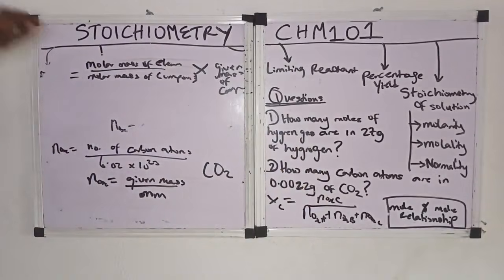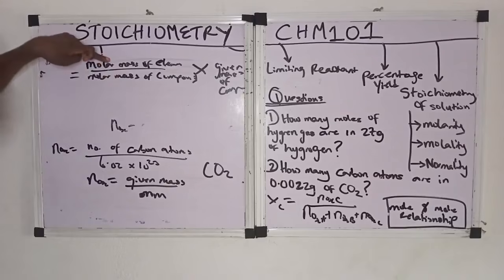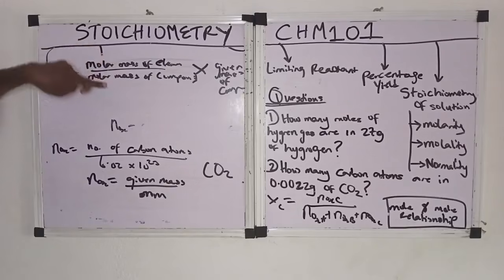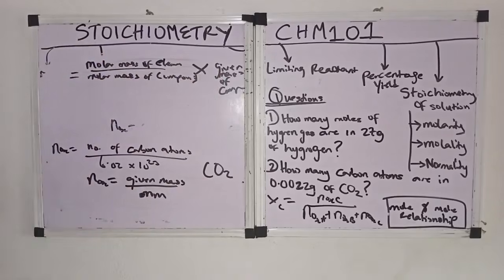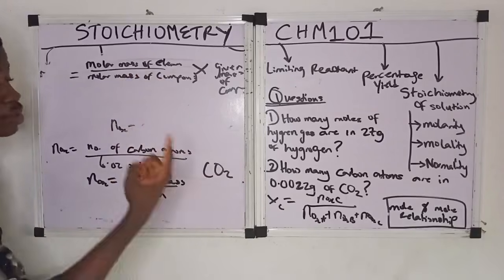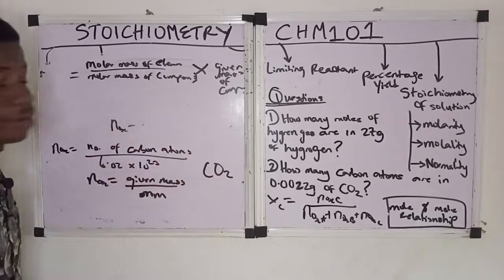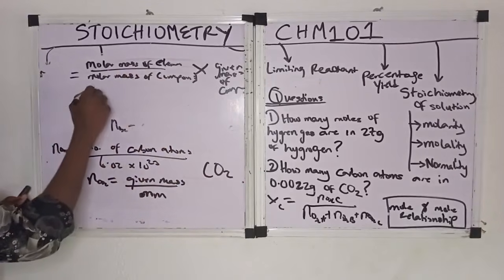So to get the mass of carbon inside carbon dioxide, we divide the molar mass of carbon by the molar mass of the compound, then multiply by the given mass of the compound. What is the molar mass of the element we are looking for? The element we're looking for is carbon, right? So what is the molar mass of carbon? The molar mass of carbon generally is 12.